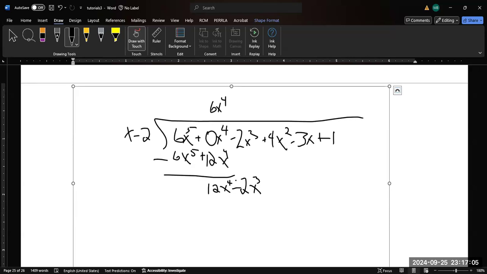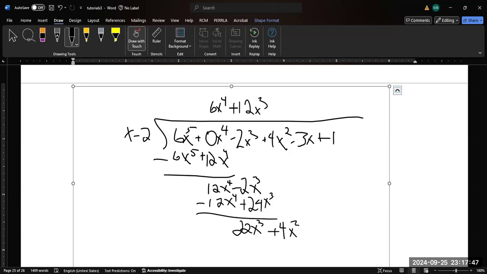And then I repeat. So this leading term divided by this leading term is going to give me 12x cubed. And I'm going to multiply by x, 12x to the fourth, minus 12 and 2 is going to be 24x cubed. And I'm going to subtract, make sure you distribute. Negative 2 and 24 is going to be 22x cubed, and bring down my 4x squared.